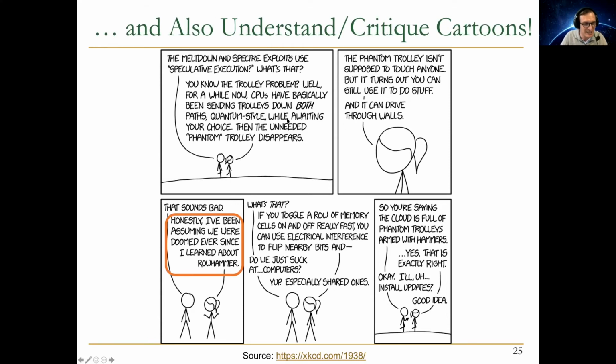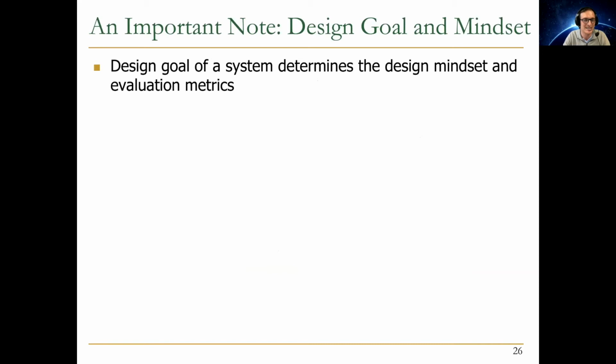It's a bit cryptic, but I like this part also, basically. It basically talks about Meltdown and Spectre and speculative execution and what that is. And then this girl over there says, honestly, I've been assuming we were doomed ever since I learned about RowHammer. And that's probably true. That's kind of a good interpretation of how the events unfolded over time.